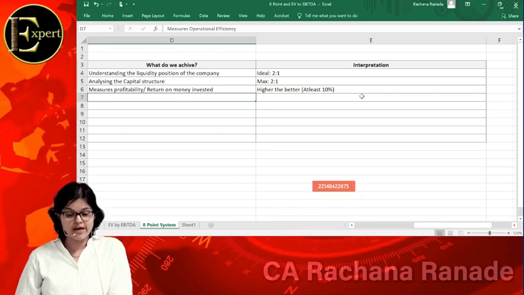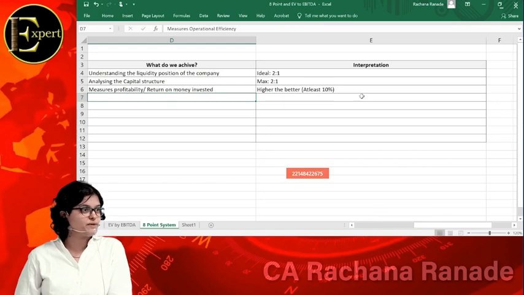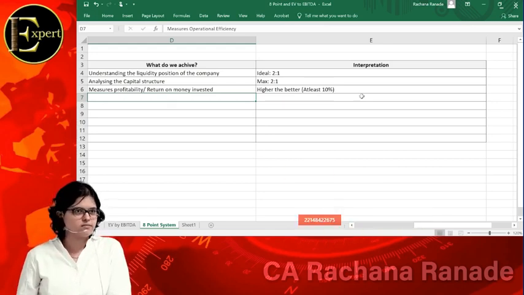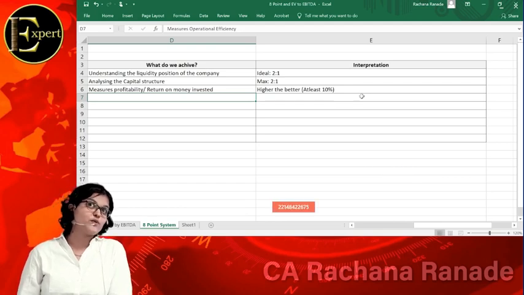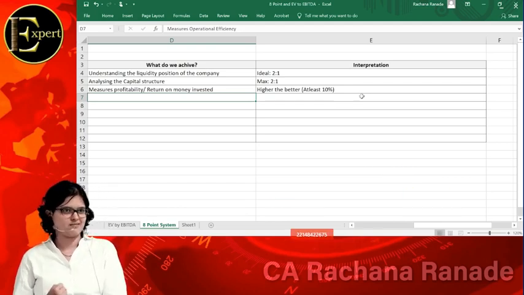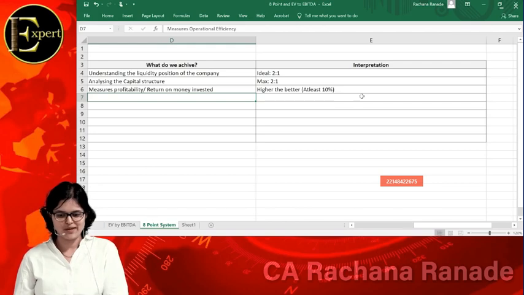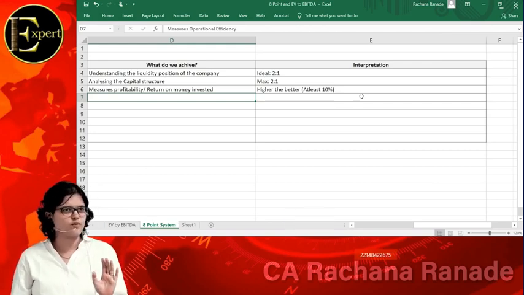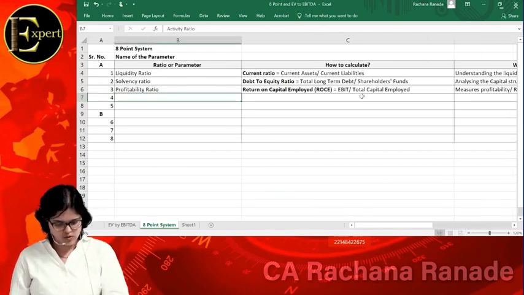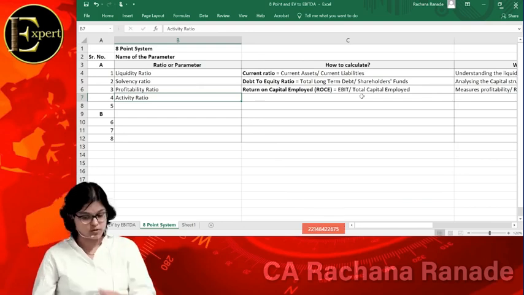No, this is very pessimistic, absolutely pessimistic. Even if you are not getting 10%, then don't even look at it. Ideally, you should be getting 20-25. Agreed. Then it'll be fun. But this is the most pessimistic point I'm talking about. Okay, next one, activity ratio.